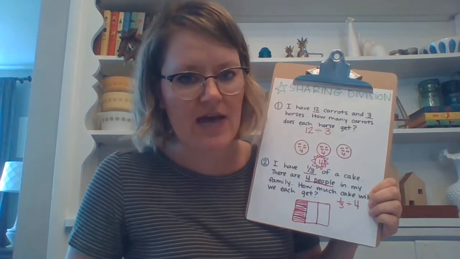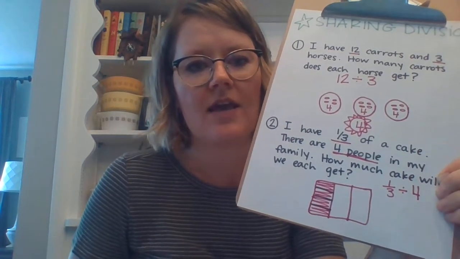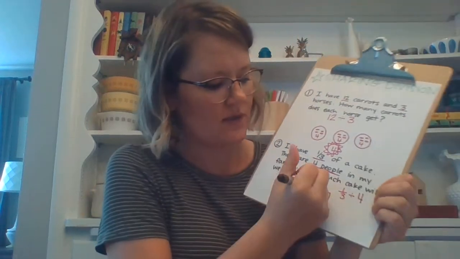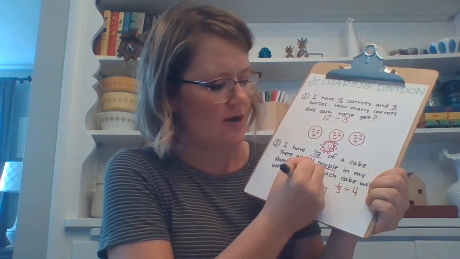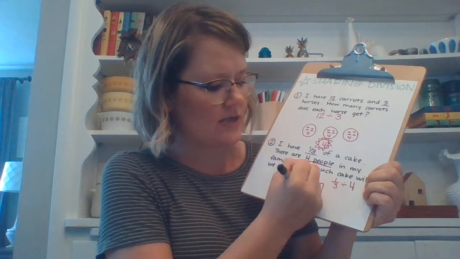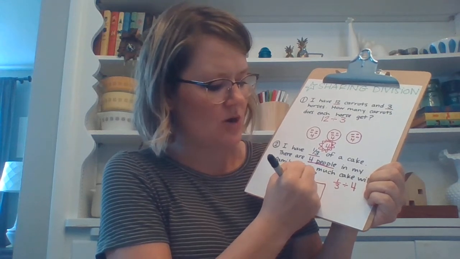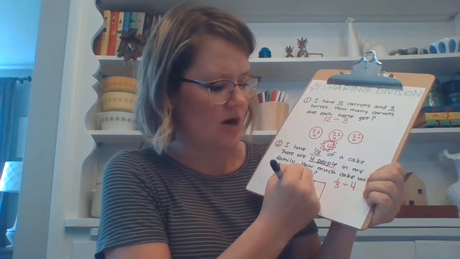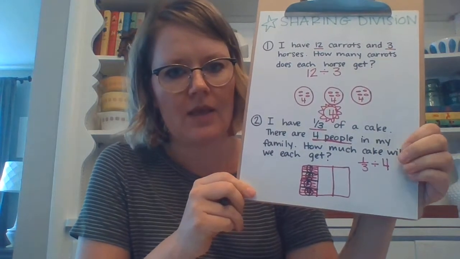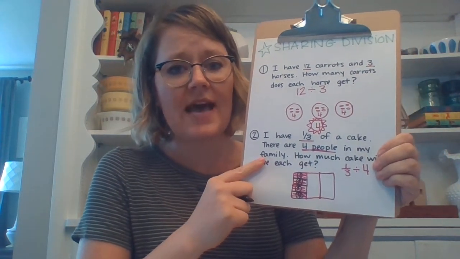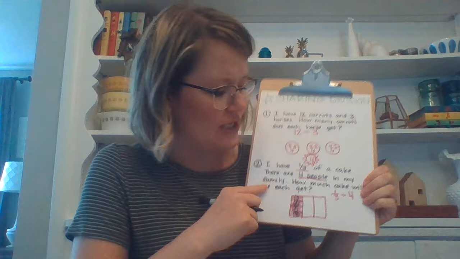Okay, so I just cut that third, if you can see it, into 4 equal parts. So I might get this part, my dad might get that part, my mom would get this part, and my sister would get this part. Okay? And now it says how much cake did each person get.